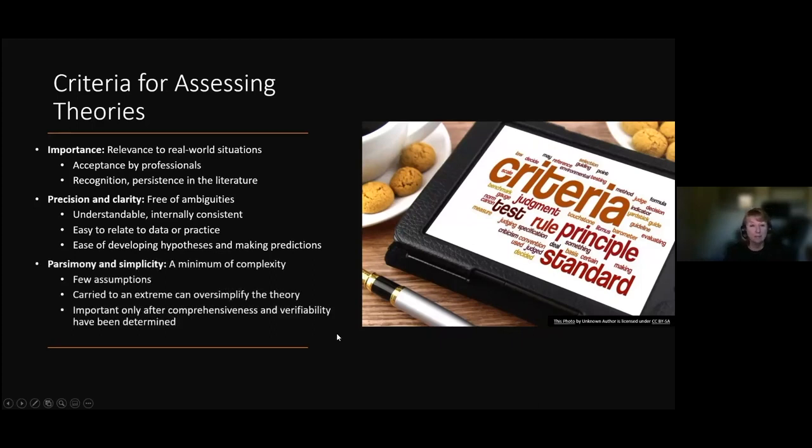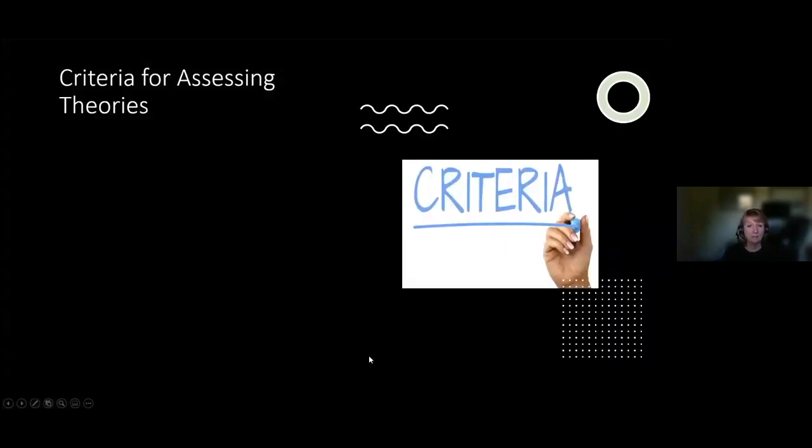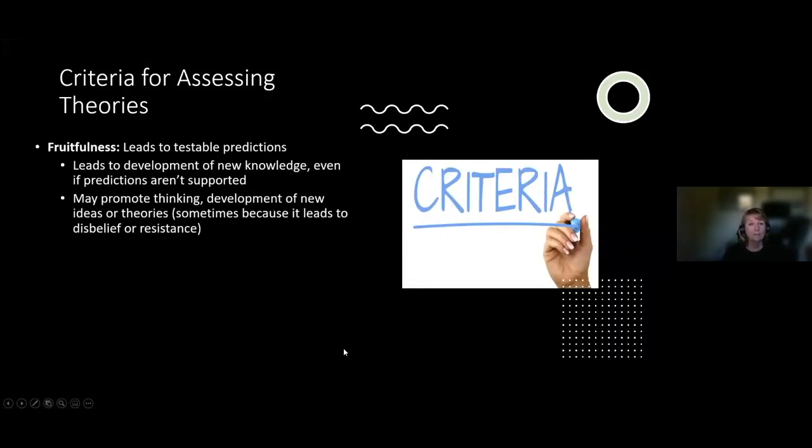Is it simple? This goes with making it understandable. To me, the best theory is the least complex one. It doesn't have a lot of assumptions. It can apply, it's very easy to see how it applies. Now, don't get carried away and make it so simple that it's silly. So it still has to be interesting, but try to make it as simple as possible for what you're explaining. And then fruitfulness. Does it lead to testable propositions?